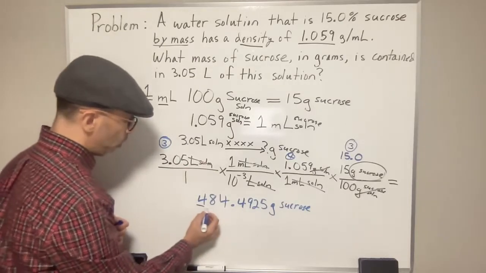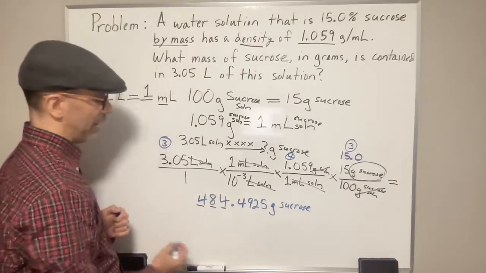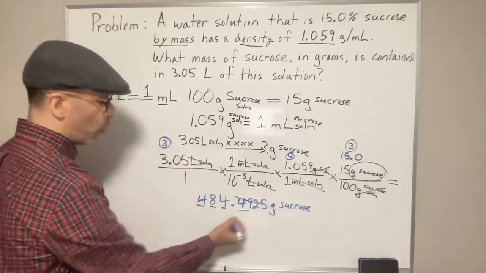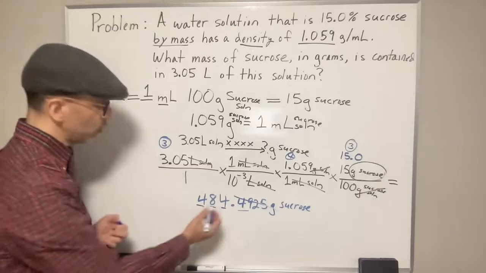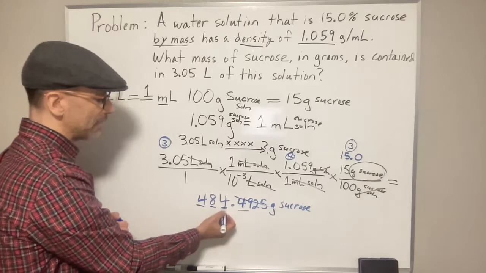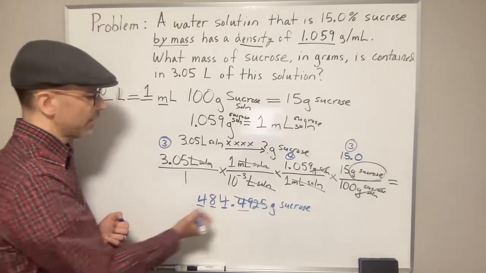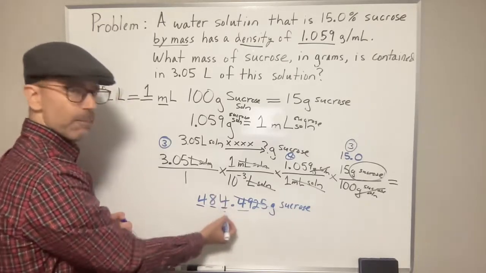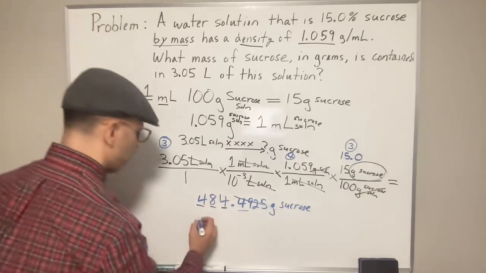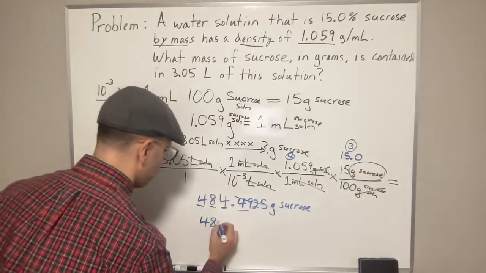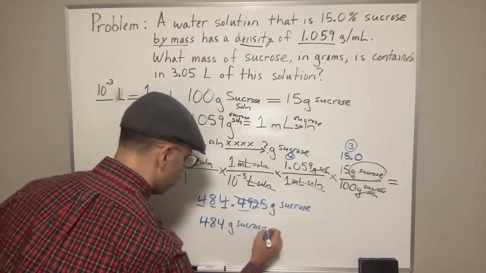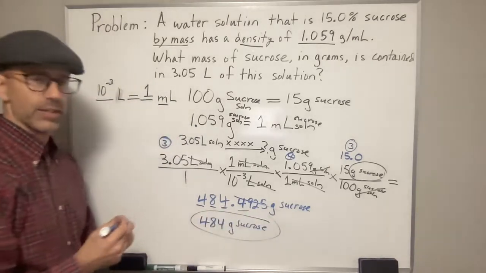So we can keep the 4, the 8, the 4, and then everything else we cross off. Notice you have a 4 here, so you don't have to round this number. Remember, if the number following your last digit that you can take is 5 or greater, then you have to raise this up by 1 digit. But here it's a 4. So our final answer is 484 grams of sucrose. So that is your answer.